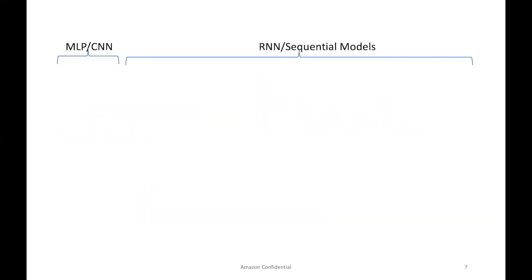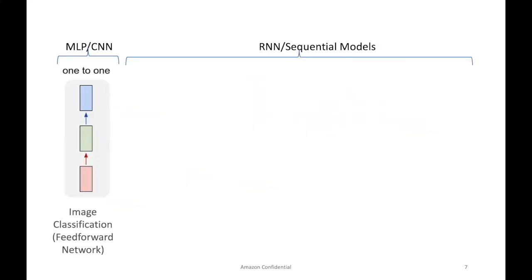So how does an RNN differ from a multilayer perceptron or a CNN? In the case of multilayer perceptrons and CNNs, there is a single input, and the network is one network which processes it and gives one output, like a classification result of whether an image contains a cat or a dog or not.